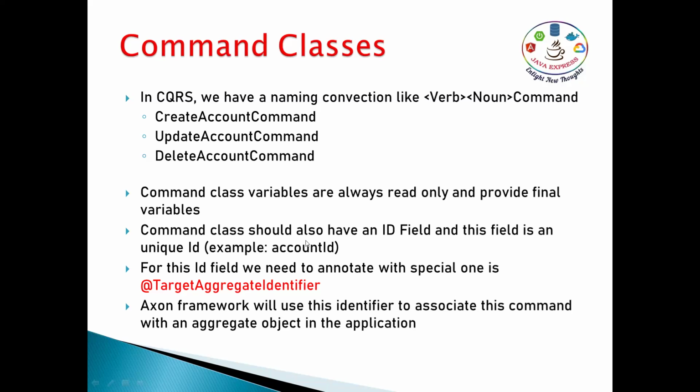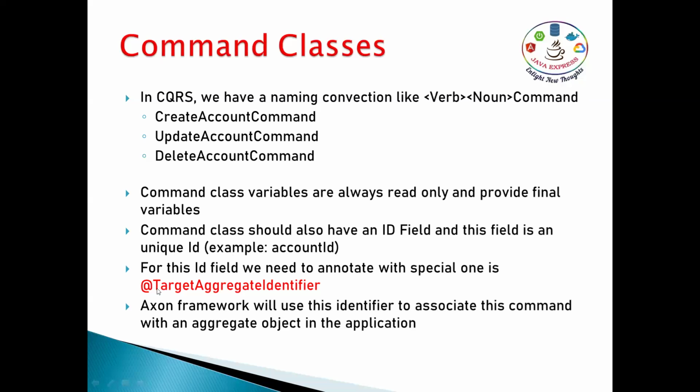Command class should also have an ID field. So every command of these three commands should have an ID field as a unique ID. Example is account ID. In a bank, a customer's account ID is unique across the branches, in the whole banking system. If person A has an account ID, it will not be the same for person B. It's always unique. So to make our Axon server understand what my uniqueness is, we'll give an ID field.